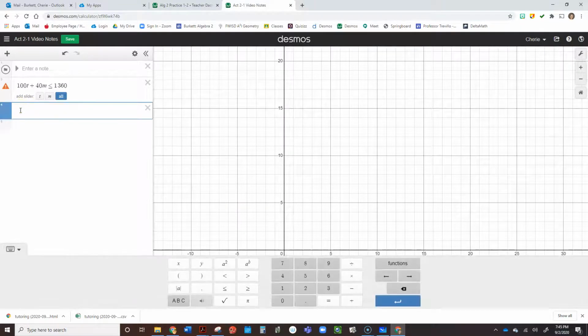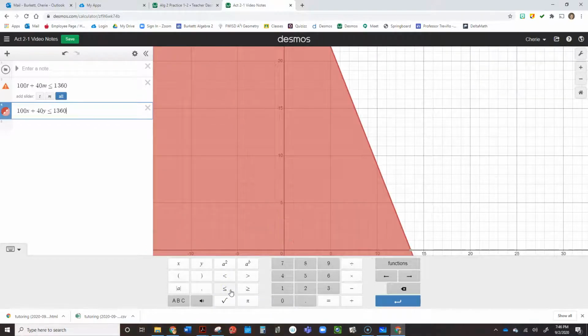So in order to actually get this to graph, you can solve this for M, which we did, and put it in slope intercept form. Then it will understand that the M goes in the y's place and the T goes in the x place. But if you just substitute the x's in place of the T's and the y's in place of the M's, it'll graph it for you, less than or equal to 1360.